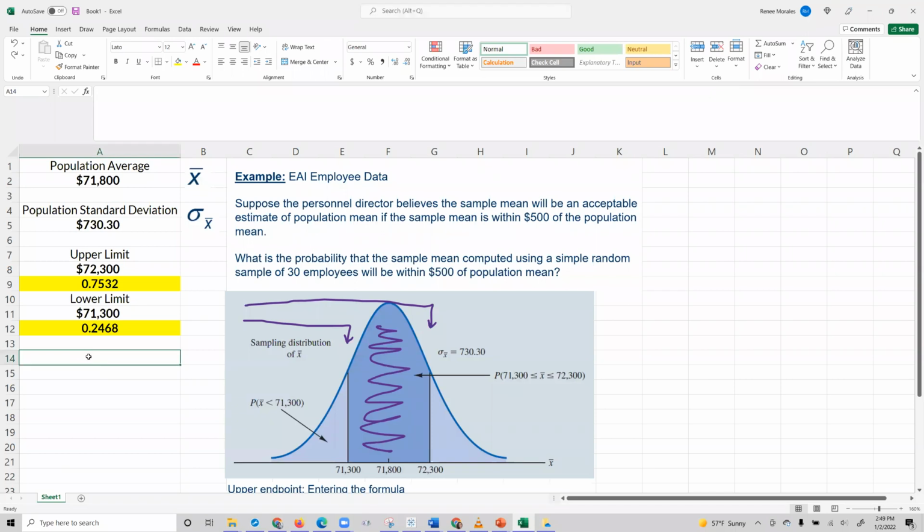So let's go ahead and do that. I'm going to take this value minus this value, and that gives me the cumulative probability. So this is going to answer the question, what is the probability that the sample mean computed will be within plus or minus 500 of the population mean? Well, that probability is 0.5064, and that's with 4 digits of precision.